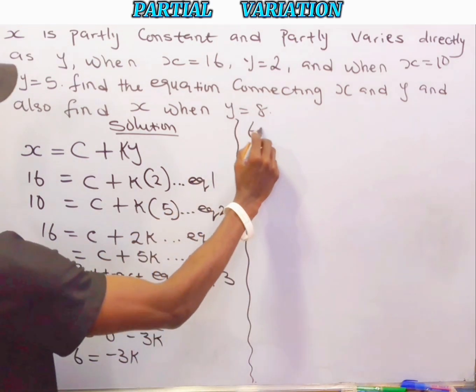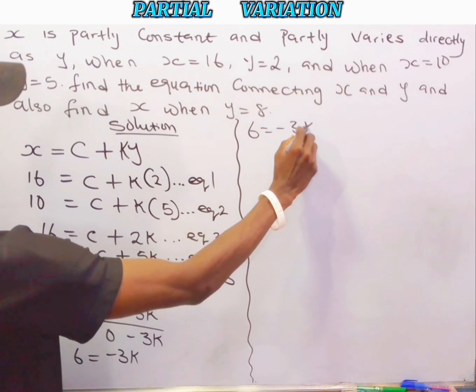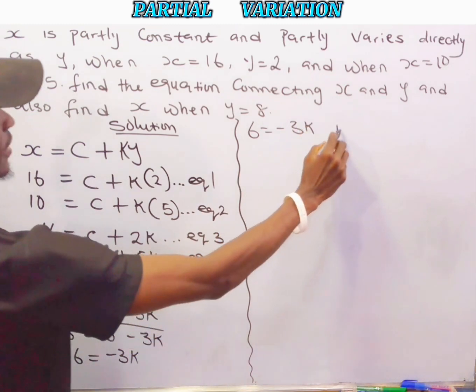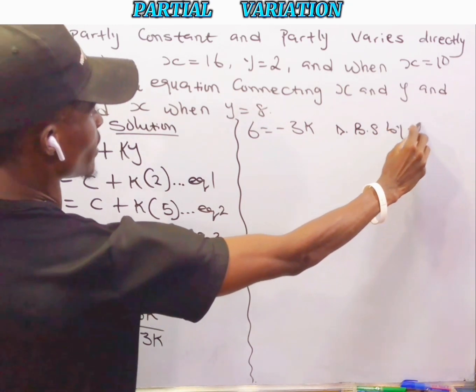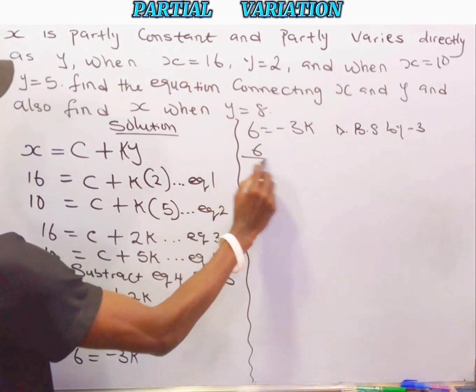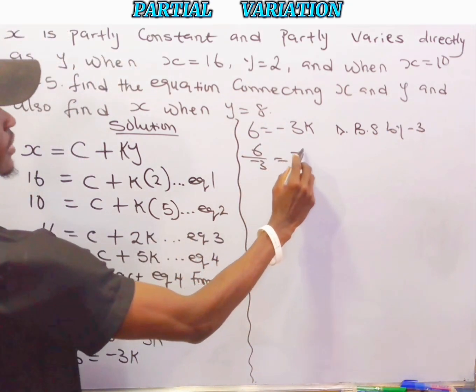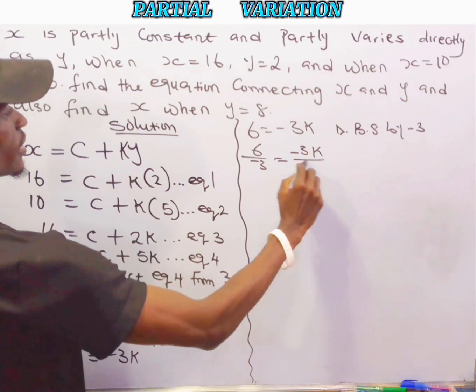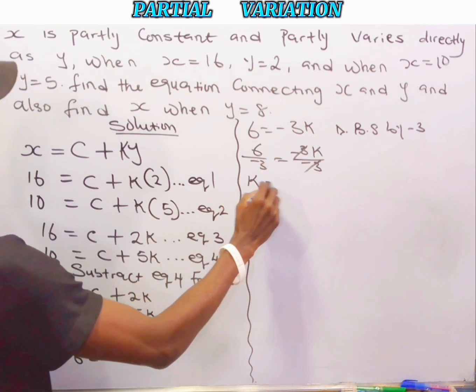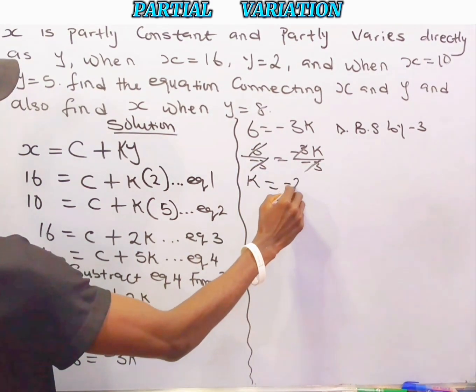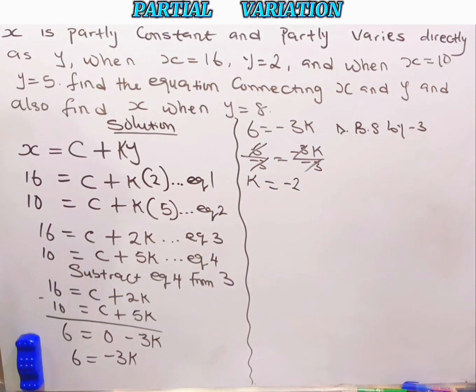Simplifying further by dividing both sides by negative 3, we have 6 over negative 3 is equal to negative 3k over negative 3. Hence, k will be negative 2. We've gotten the value for k. Let's find the value for c from equation 3.